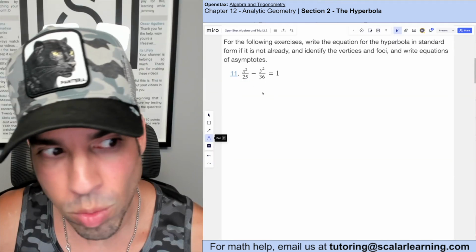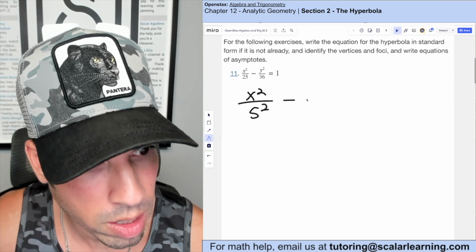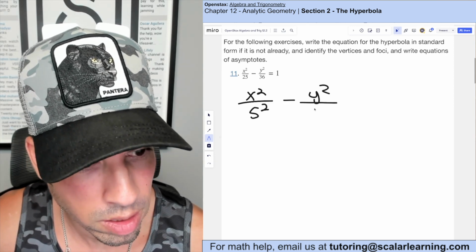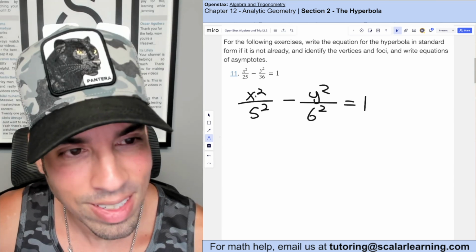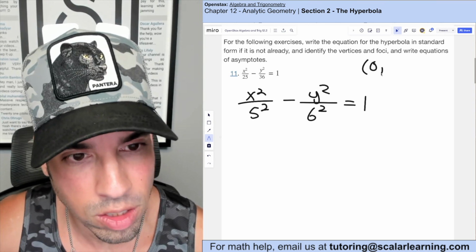Done. So for this one, it's basically in standard form. I'm just going to rewrite the 25 as 5 squared, and I'm going to rewrite the 36 as 6 squared. Now, the center, even though it's not asking for that, since it's x squared and y squared, we know the center is at 0, 0.